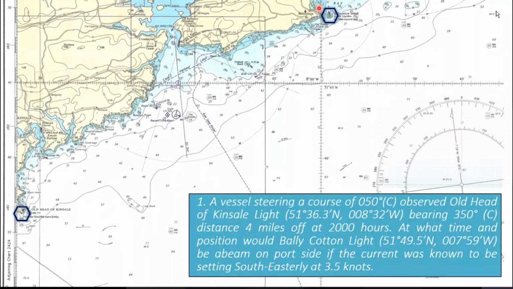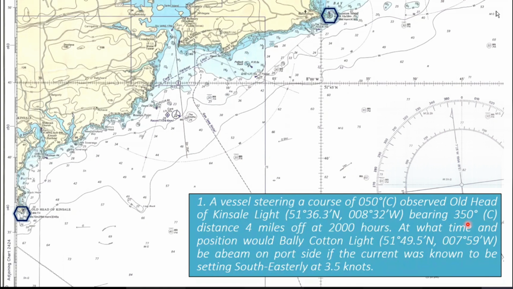So we will see now how the question is to be attempted, what all markings are to be made on the chart, how the plot of a chart work question is done. Now, the vessel is steering a course of 050 compass, so we know what is the ship's head. The bearing of Old Head of Kinsale light is given to us as 350 compass.